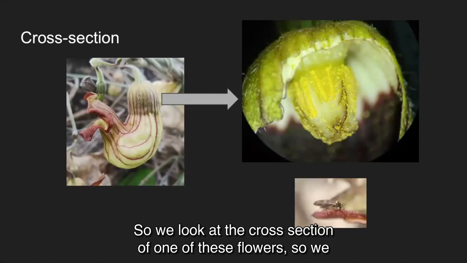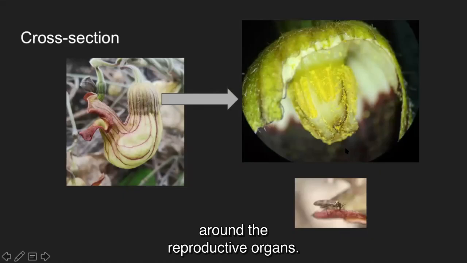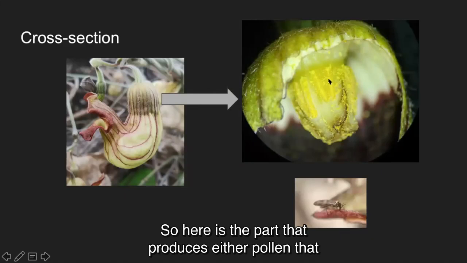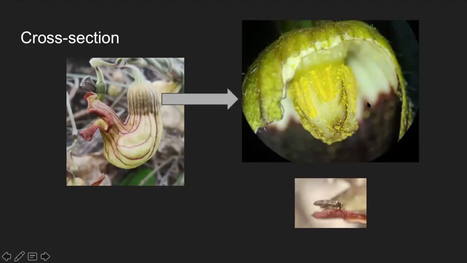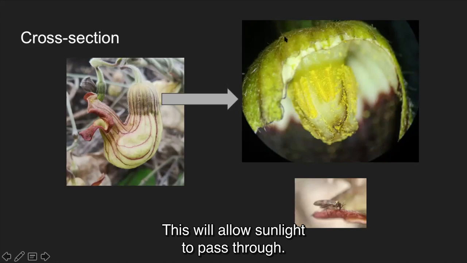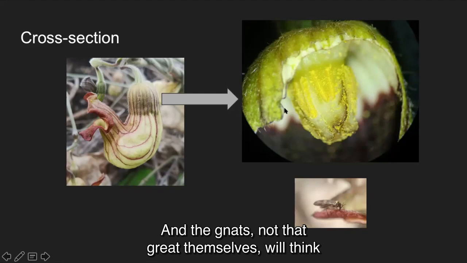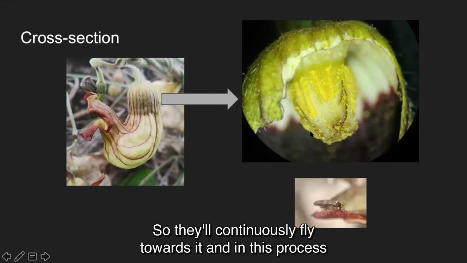So we look at the cross section of one of these flowers. If we cut across here in the top of the chamber, we can see that around the reproductive organs, here is the part that produces pollen or receives pollen, we see this lighter region of the flower. This will allow sunlight to pass through, and the gnats, being not that bright themselves, will think that this is the exit, so they'll continuously fly towards it.